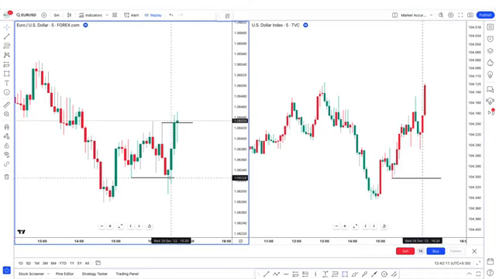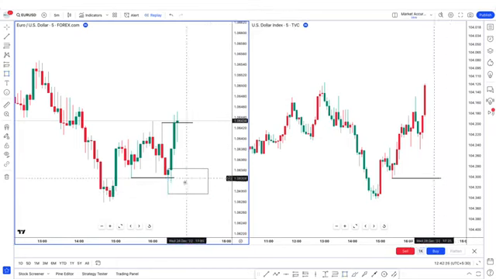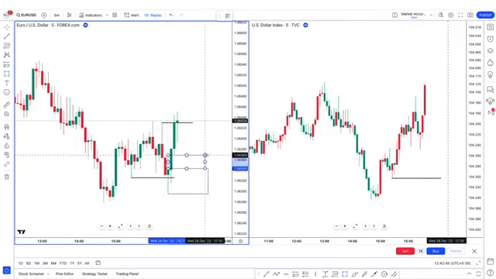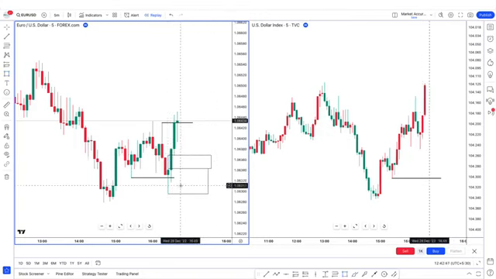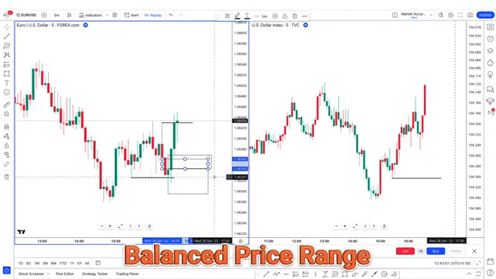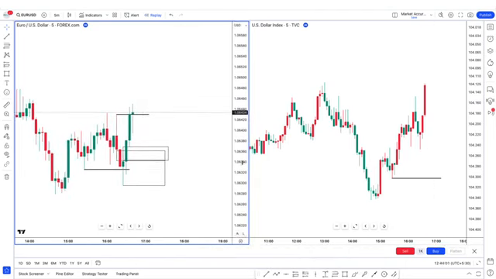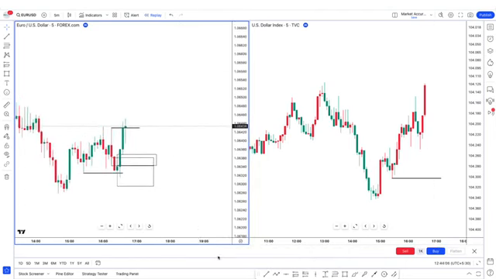So we have a market structure shift on a 5-minute, and we simply have this order block. And we have fair value gap. And we also have a BPR. Now, balanced price range is something that I'm going to teach in my upcoming video. We have 3 confluences here as well. Now, let's see how this trade plays out.